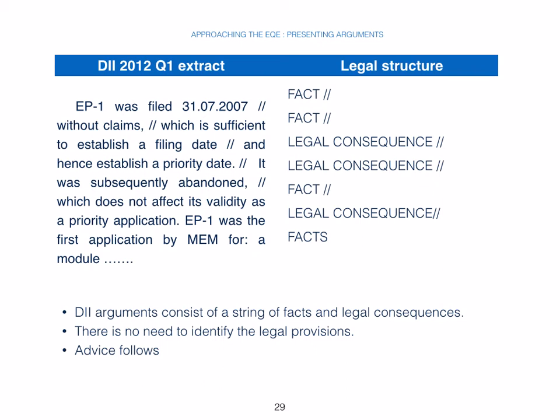And on the right-hand side of the slide, I've analyzed the structure of the answer, and it was fact, fact, legal consequence, fact, legal consequence, facts. And in fact, the last fact, EP1 was the first application. Being the first application, it's going to be the relevant fact for the next legal consequence. So what you can note then is that D2 arguments consist of a string of facts and legal consequences. There is no need to identify the legal provisions.